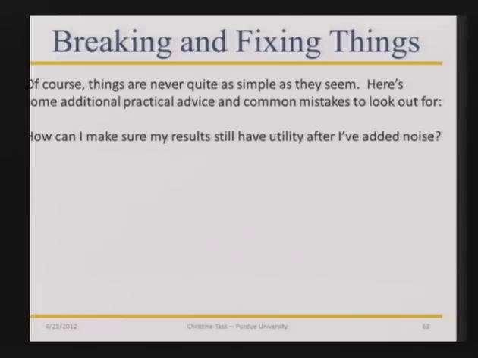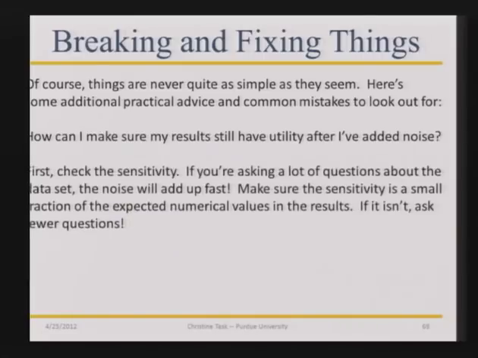How can I make sure my results will still have utility after I've added noise? This is the worst offenders area. Check the sensitivity. When you get done figuring out how much noise is going to need to be added to privatize your query, make sure that it hasn't completely obliterated the query. It's very easy in a paper to write down a variable and say the sensitivity is going to be n times k over whatever. But go through and figure out what that's actually going to be, what your expected data counts and data values are going to be, and make sure it makes sense.